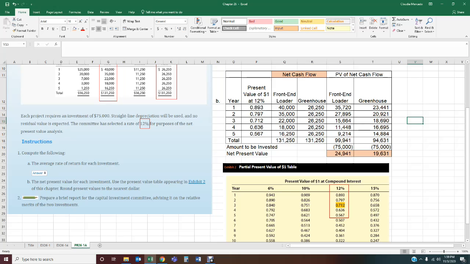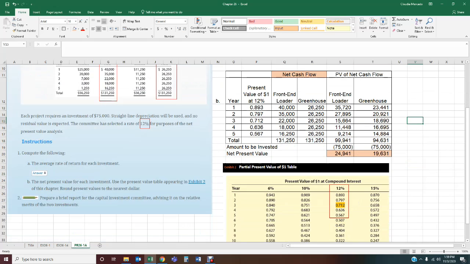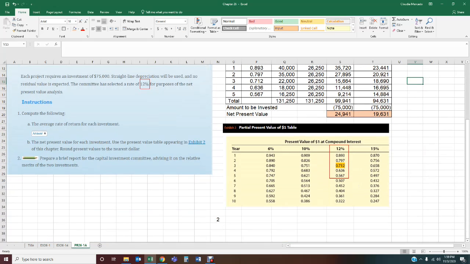Now, where I've seen a lot of issues with this problem is students pick up the wrong rates. Make sure that you look at the rate that they're giving you. 12%. How many years? 5. You have to pick up the rate for every year. This is the present value of $1 at a compound interest. So year 1, 2, 3, 4, 5. Each of those has different rates. We're looking at the 12%.